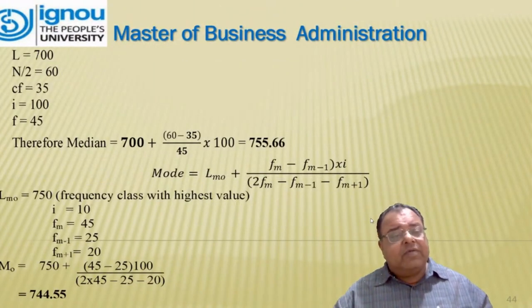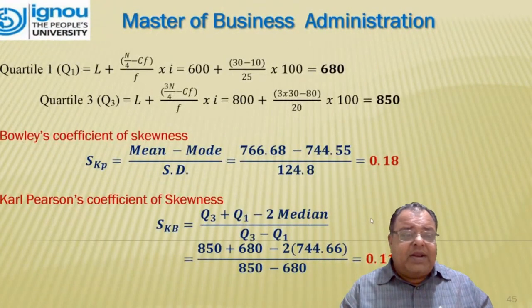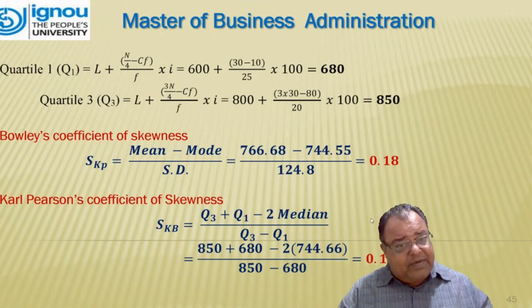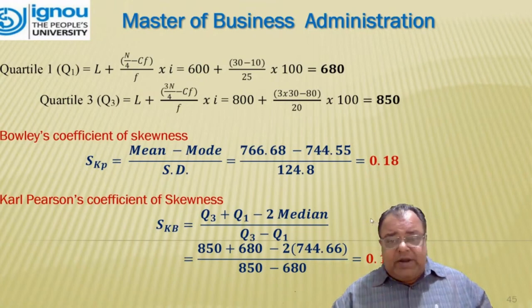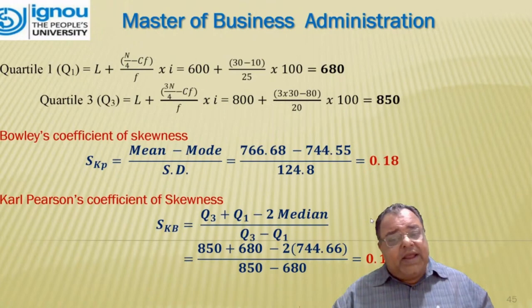Now we will move to the formula for Q1 and Q3. Q1 is L plus n by 4 minus CF upon F into I. That is 600 plus 30 minus 10 upon 25 into 100. We get 680. Similarly for Q3, we get 850.